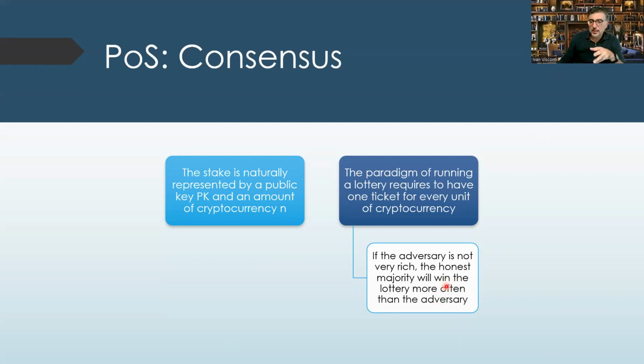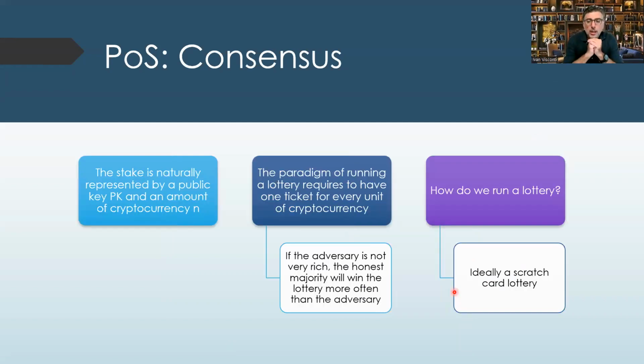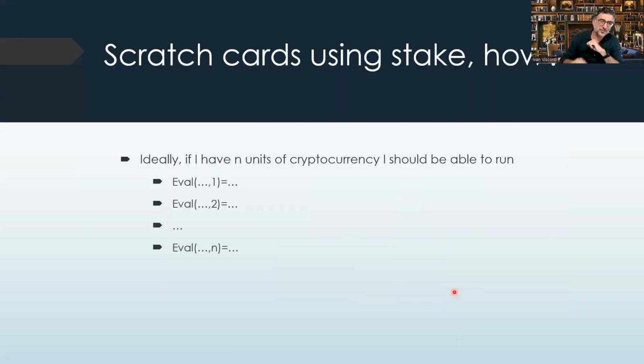And notice, if the adversary is not very rich, he will not have many tickets, right? And therefore will not win often. That's why the damage that he can do is limited. Okay, let's see, how can we run such a lottery?